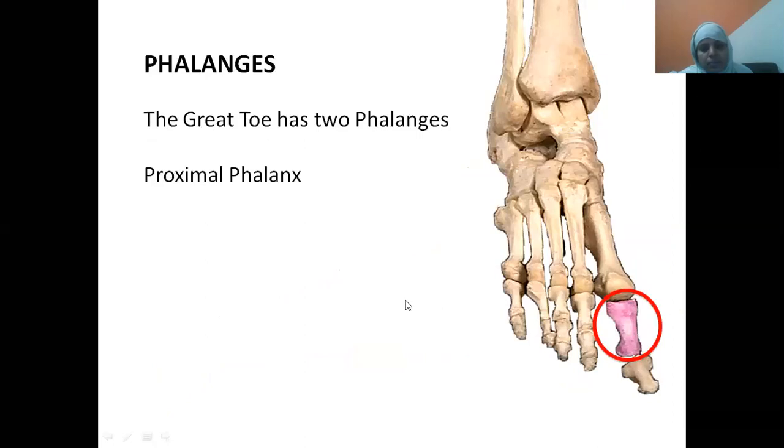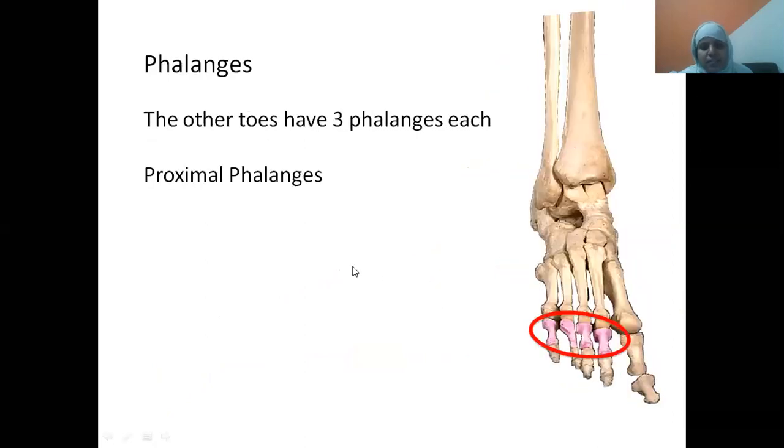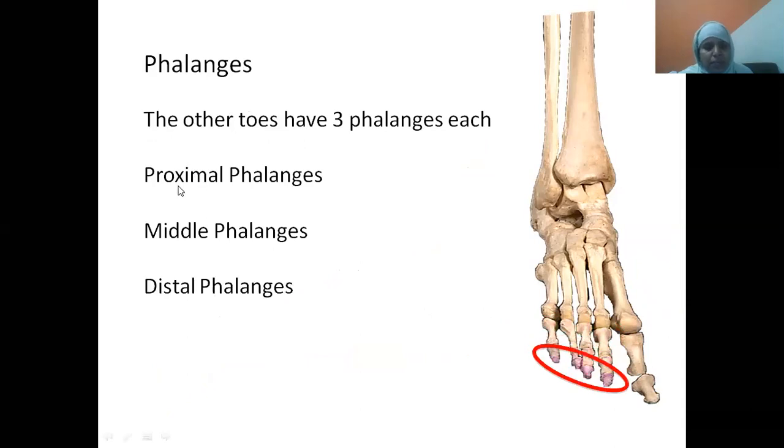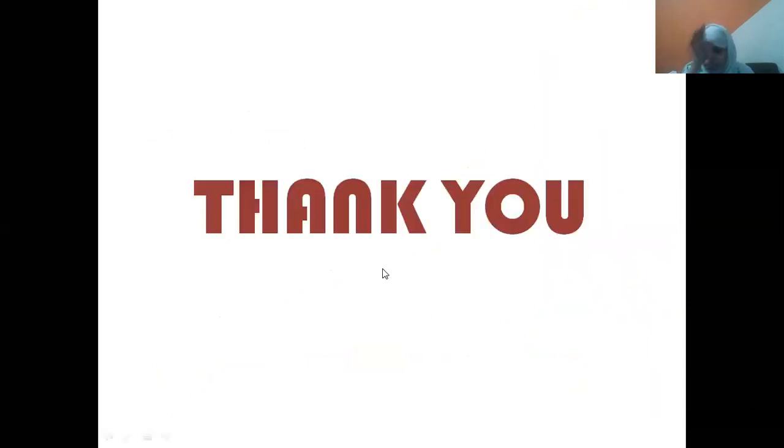These are the phalanges. Proximal phalanx, distal phalanx. Okay. In the big toe, we have only two, and in the remaining toes, we have three: proximal, middle, and distal phalanges. Hope you understood better.